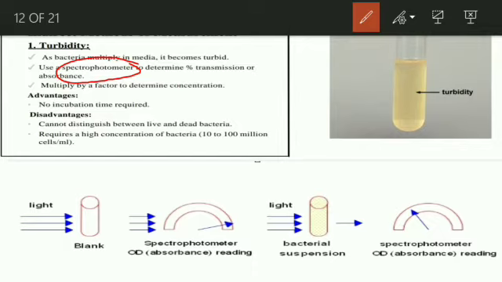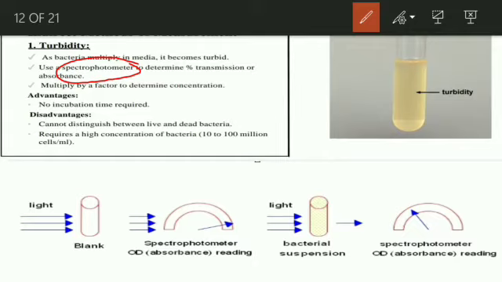There are two parameters there. One is transmittance and another one is absorbance. So percentage transmittance or absorbance both can be determined by using this spectrophotometer. We use 650 nanometers in order to count this bacteria. So by using this spectrophotometer, we will determine the concentration of this particular bacteria.